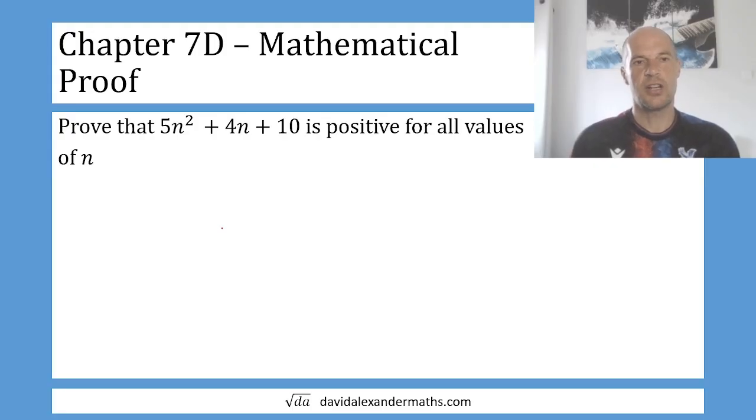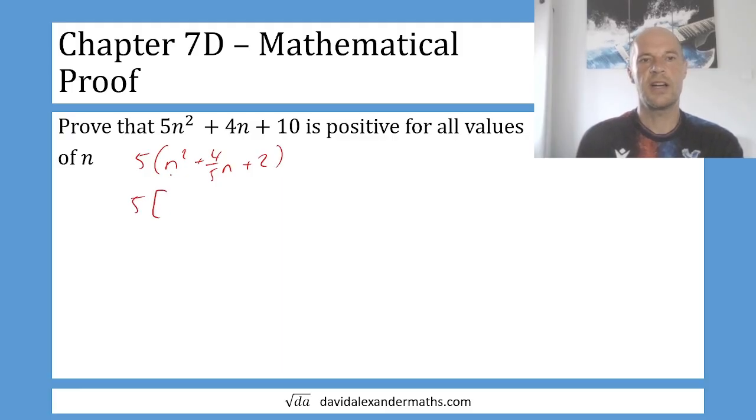Okay, here's a different style of question, and for this question we're going to use completing the square. I'm going to complete the square and work out the turning point, because the turning point will be the minimum value if it's a positive n squared, or a maximum value if it was a negative n squared. First of all, to complete the square, I'm going to need to divide through by 5. So that's n squared plus 4/5 n plus 2.